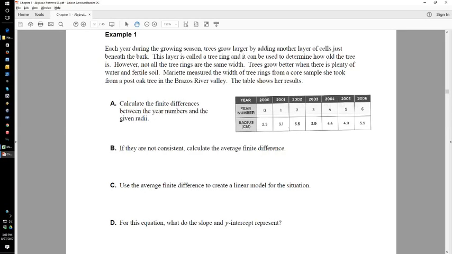Alright, here we go. This algebraic reasoning 1.3, example 1. Each year during the growing season, trees grow by adding another layer of cells just beneath the bark. The layer is called a tree ring, and it can be used to determine how old a tree is. We're all used to this.